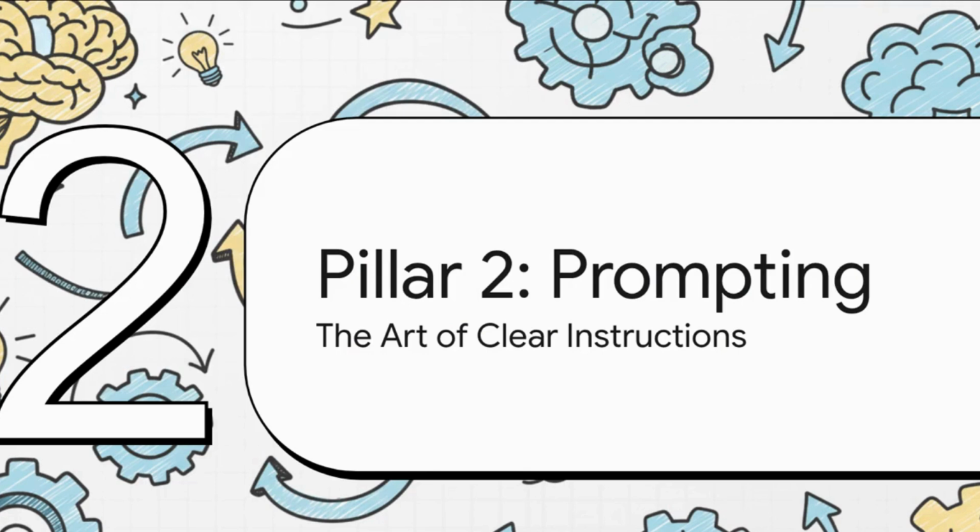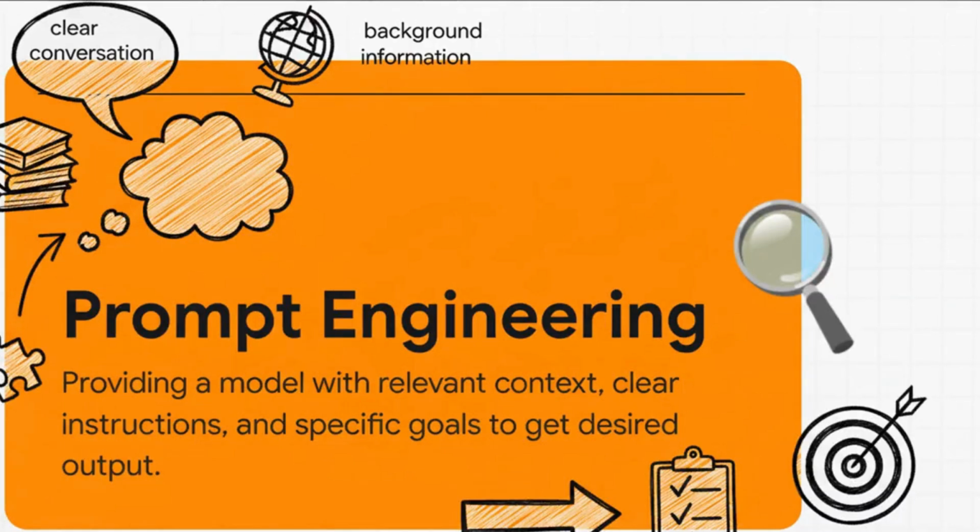Okay, so we've got our measurement system in place. Now we can move on to the second pillar, prompt engineering. This is by far the fastest and most direct way you can start guiding your model towards those better results you're after. At its heart, prompt engineering is just about having a really clear conversation with the AI. You're giving it all the pieces it needs to succeed: the background info, a super clear set of instructions, and a well-defined goal for what a great output actually looks like.